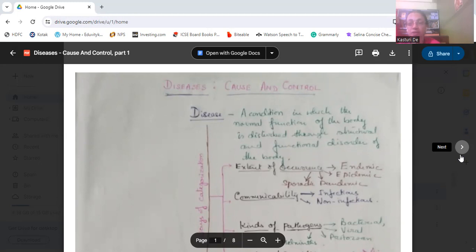Let's start with the discussion. So, disease, cause, and control. What is disease? It is a condition in which the normal function of the body is disturbed, through structural and functional disorder of the body. There is some disorder inside our body, which may be structural or functional, which will hamper the normal functioning of the body. That condition is disease.